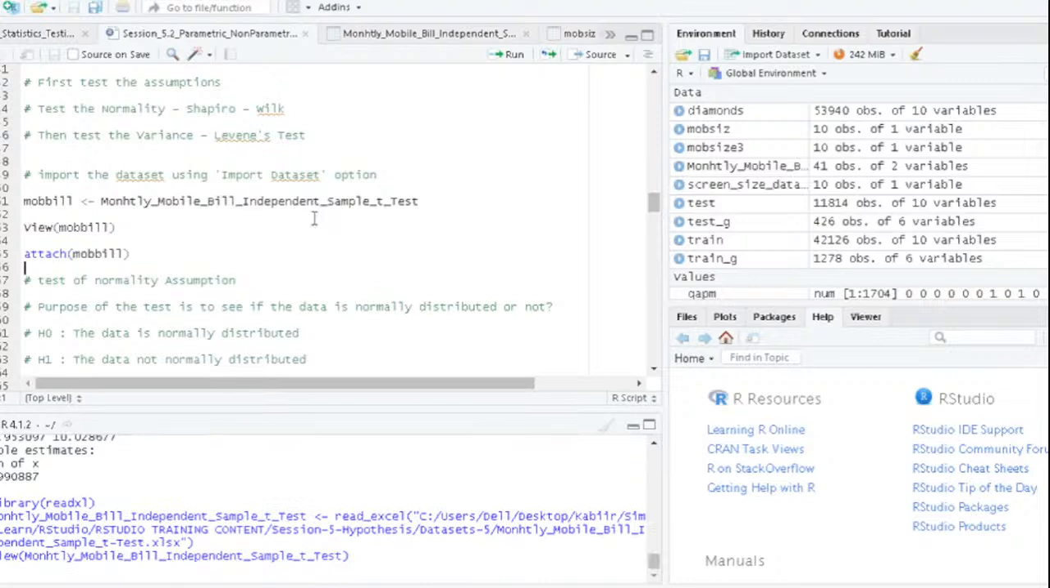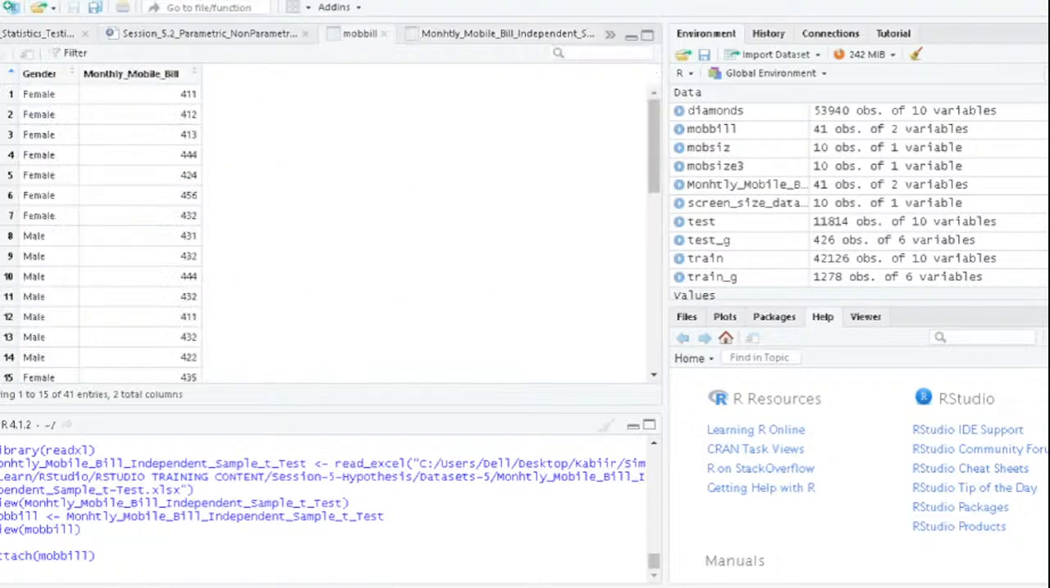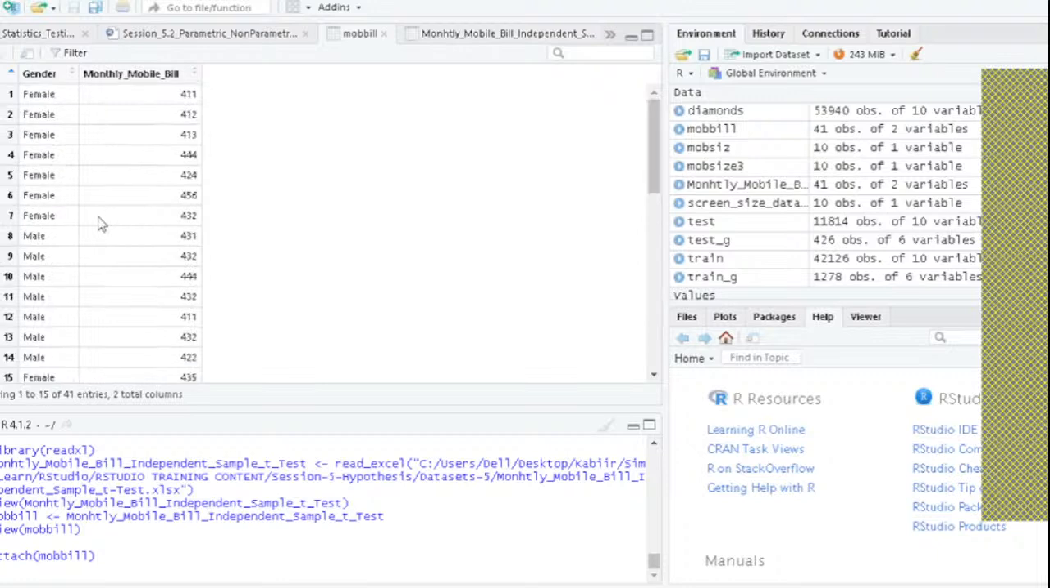Okay, when I import it, I name it as mob bill. I view this and attach it. Now, if you view it, you'll see there are 41 entries, right? Mobile bill for females and males are there, gender and mobile bills are there, okay?